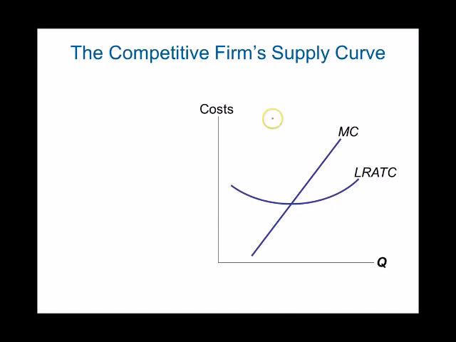Now LR means long run. So long run average total cost, and we have our marginal cost. So that's what the firm's supply curve looks like in the long run. So 10 years down the road.